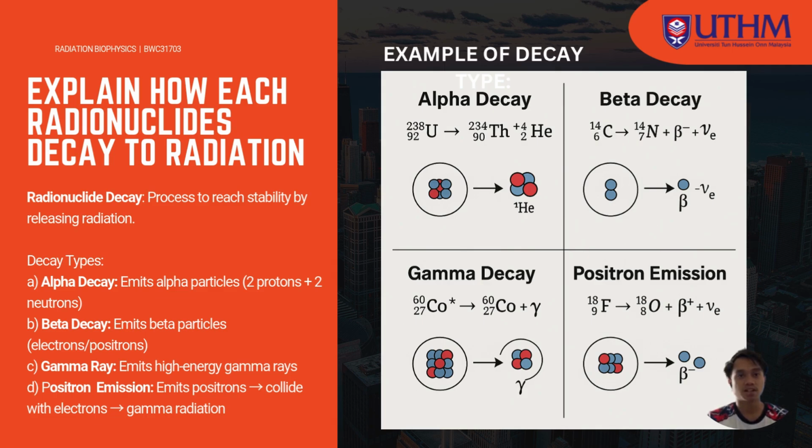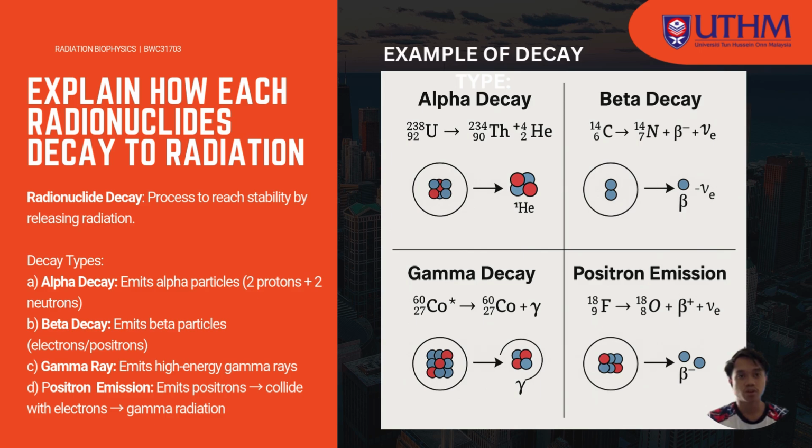Next, gamma rays. Often after alpha or beta decay, the nucleus is still in an excited state and releases energy as gamma rays. Gamma rays are highly penetrating and require dense materials like lead or concrete for shielding. For example, cobalt-60 is a gamma emitter.